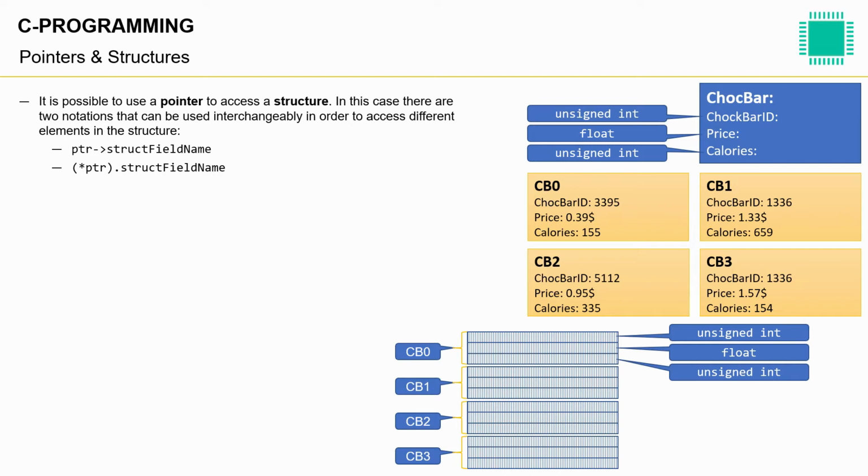Now there are 2 ways of accessing a structure using a pointer. As you can see here, we can use PTR and this arrow type of notation and the structure field name, or star PTR dot structure field name. I think the best way to explore this is to use some code. I'm going to demonstrate how we create this structure and how we can access it normally, and how we can access it through a pointer using both this notation and this notation, and how we can access different elements of the structure with the different pointer notations as well.